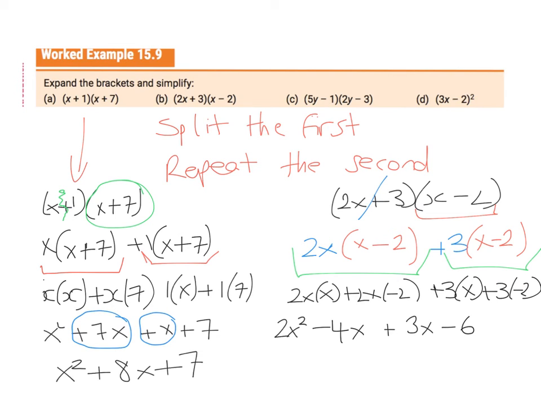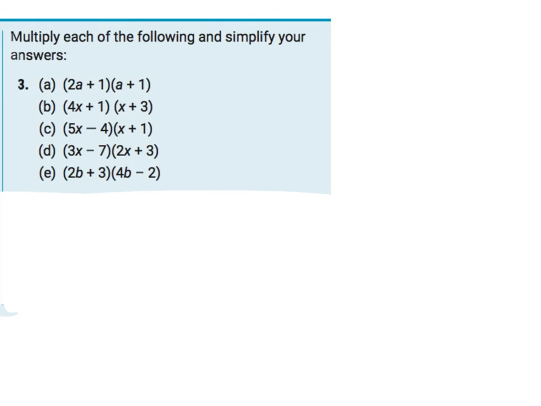I then can collect terms. Collect these two together. So I end up with 2x squared, minus 4x plus 3x is going to give us minus x, minus 6. And that's my answer for the second one.